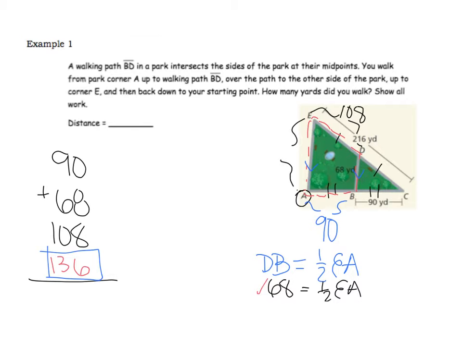So now if we add up all of those, what is it, yards? Yes, yards. We would get 90 plus the 68 plus 108 plus the 136, which would mean that we walked a total distance of 402 yards at this park.